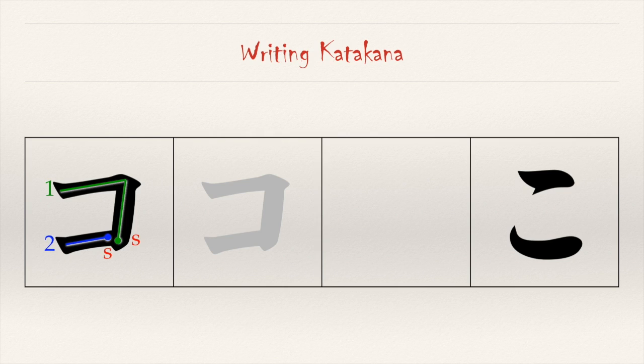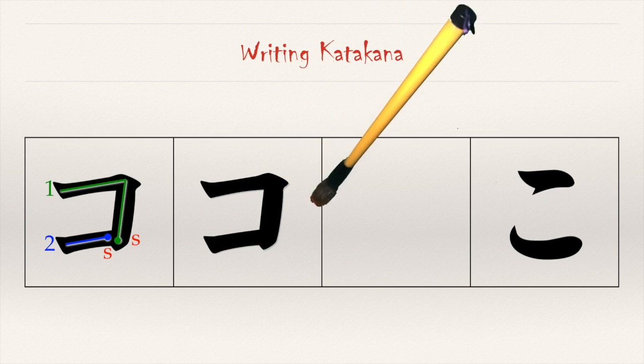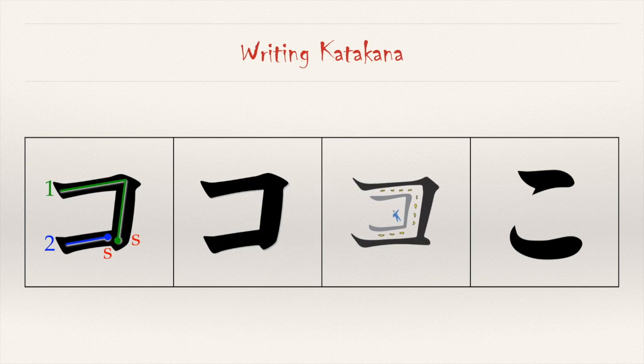So let's try this together. Stroke 1 across the top and down the right side. Stroke 2 across the bottom. Ko. You can remember this character by thinking about standing on a street corner waiting for the light to change.